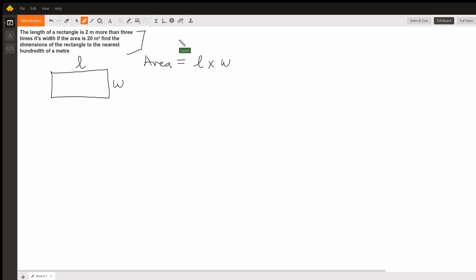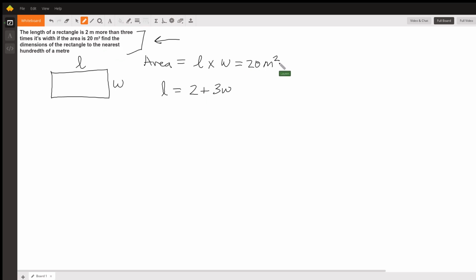So let's read the question and find out some more information so we can write out some algebraic expressions and then solve the problem. It's telling us the length of a rectangle is 2 more than 3 times its width. So the length of the rectangle is equal to 2 meters more, so everything's in meters, 2 plus 3 times its width. And then the area is 20 meters squared.